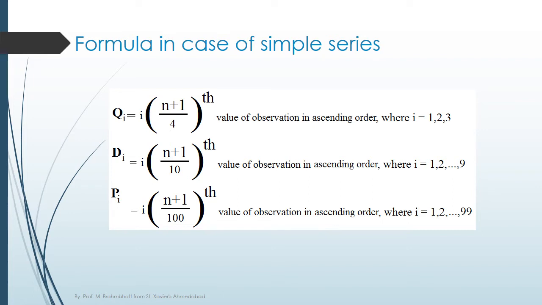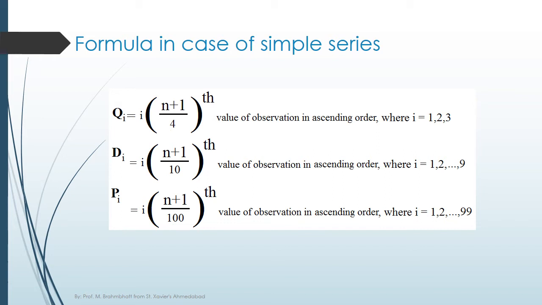So let's see the first quartile formula. Qi is equal to i, if i is 1, so 1 into (n plus 1) divided by 4th value of observation in ascending order. Remember, to find quartile, deciles and percentile, you must arrange the series specifically in ascending order only.